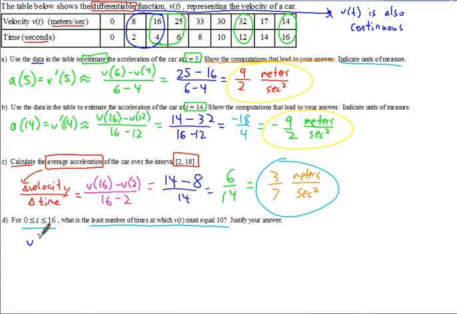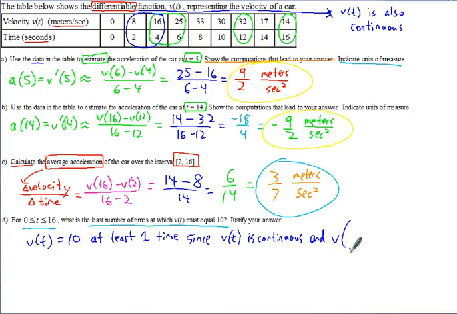So I can say v of t equals 10 at least one time, since, remember to justify using the intermediate value theorem, you can say since v of t is continuous, and we know that since it tells us it's differentiable, and the interval was 2 to 4, so v of 2, that was the smaller one, that was 8, so that's less than 10, which is less than v of 4. And then just reference the theorem we're using by IVT for intermediate value.